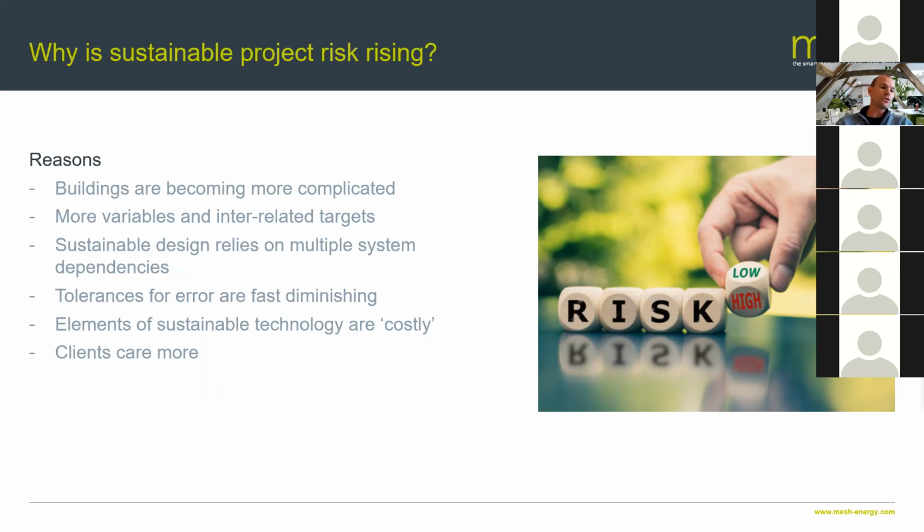Sustainable technology is also costly. So again, for those who think less holistically and just throw renewable solar panels and heat pumps and stuff at a project, mechanical ventilation heat recovery systems, it's expensive. It's not a smart thing to do.